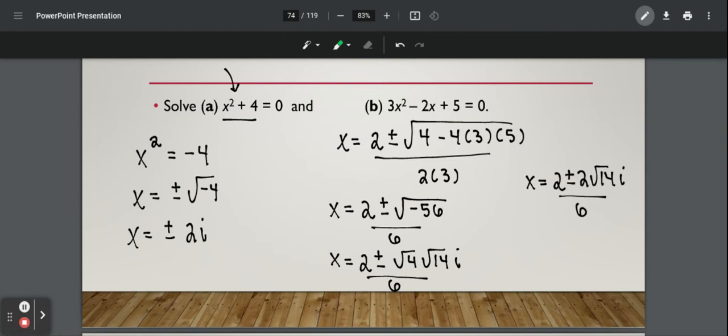And then if you notice, the 2 and the 6 all have a GCF of 2. So if we divide everything by 2, we would get 1 plus or minus the square root of 14 i over 3. You don't divide the 14 because this whole thing is one term. And so dividing that 2 takes care of all of it.